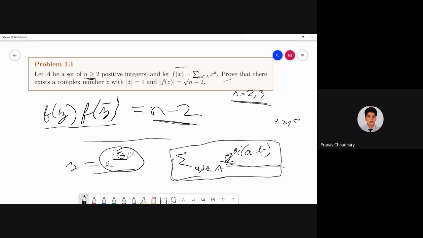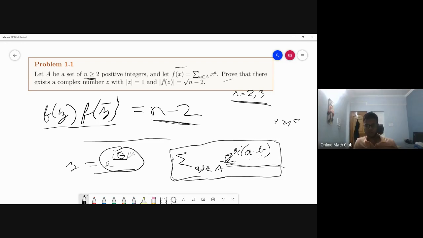I tried putting z as x plus iy, and then f of z times f of z conjugate comes out to be n plus the sum over i greater than j of (x minus iy) to the power a_i minus a_j, where a_i is an element of capital A and a1 less than a2 less than so on. Basically what we did, no? Yes, basically this, written with e to the i theta expanded.